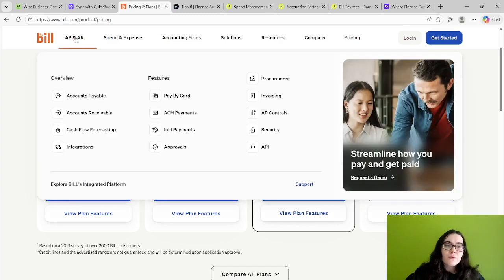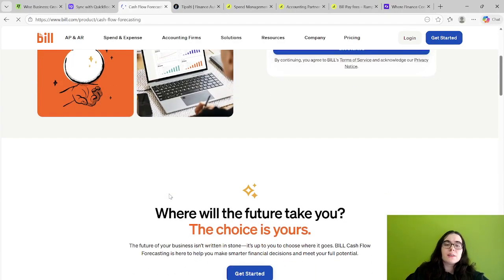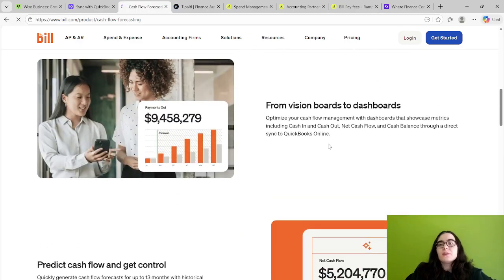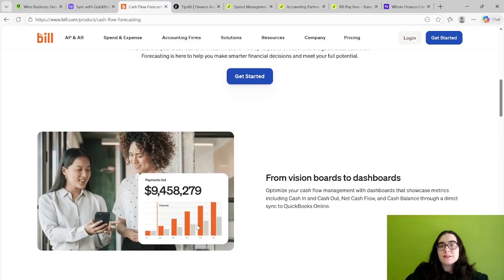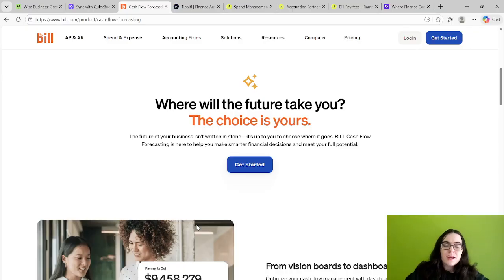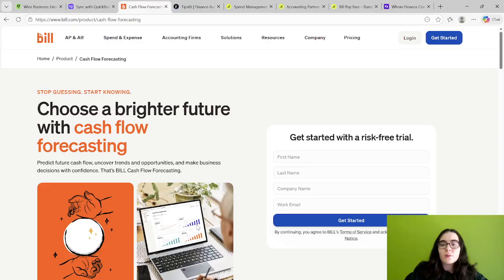But they do have forecasting features, which is great because a lot of competitors don't have that. They have a lot of cash flow forecasting features in particular. So you can take a look at dashboards, and you use predictive modeling. Like it says here, you can generate cash flow forecasts for up to 13 months. So that can really help you with business decision making and the strategy side of things. And it is a really good feature. But the problem with this is that it's only available to you if you have a QuickBooks Online account. So if you don't, then you don't get those features.